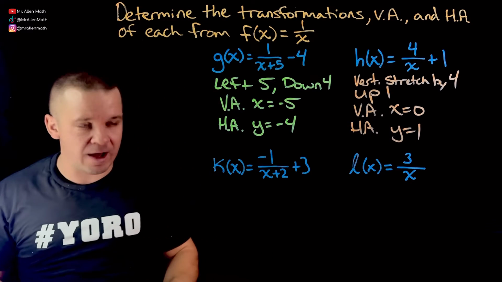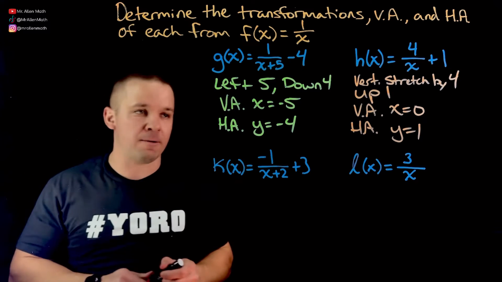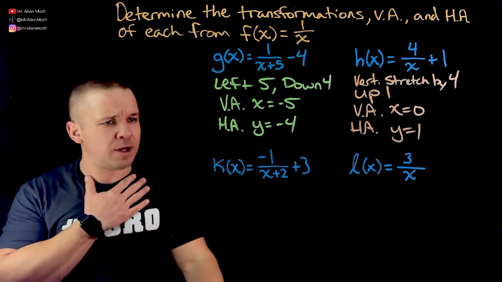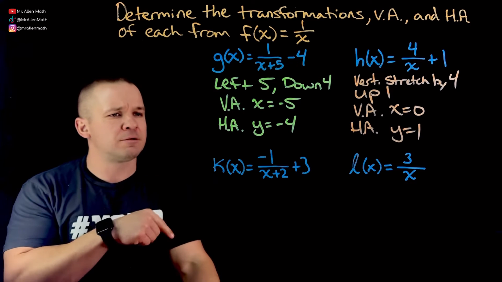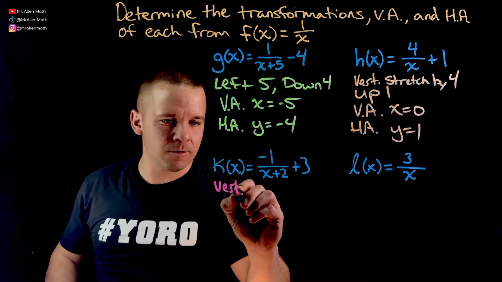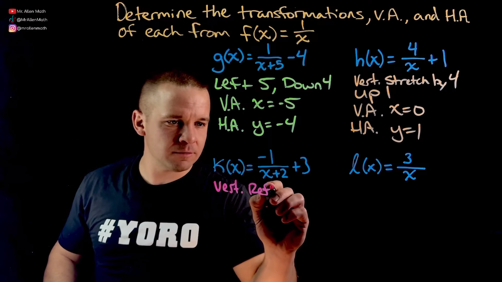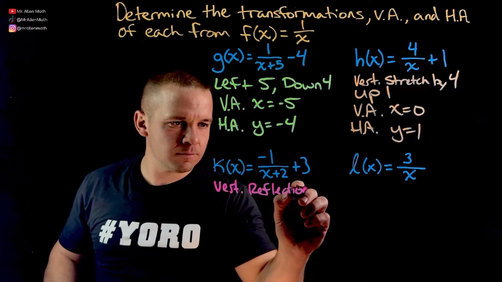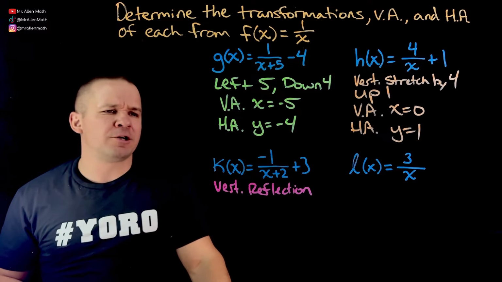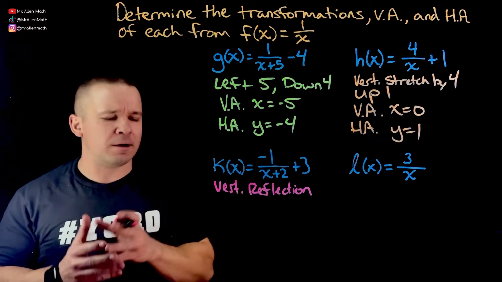All right, k of x. I'm going to go with pink now. We got negative 1 over x plus 2, and then plus 3. So that negative there, that's going to be a vertical reflection. We could write that negative 1 out in front there.